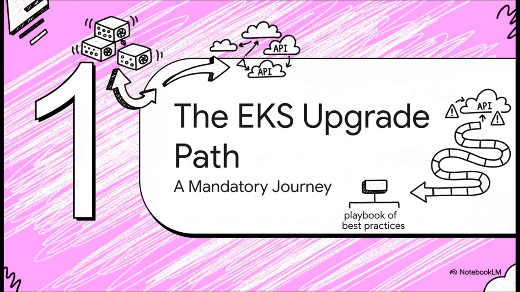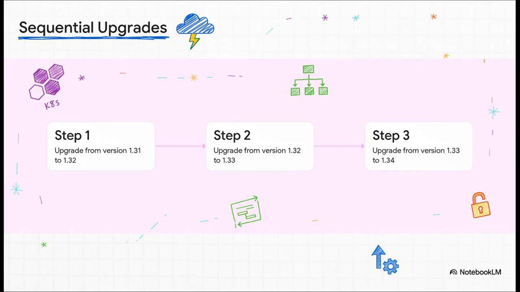And that brings us right to the heart of the challenge, the mandatory path. This isn't one of those choose-your-own-adventure deals. Nope, the path is already set for us, and we have to walk it. Here it is, the unbreakable rule. Amazon EKS does not support skipping versions, period. You have to upgrade sequentially, one version at a time. That means you're going from 1.31 to 1.32. Then, once that's done, you go from 1.32 to 1.33. And finally, you make the last jump to 1.34. Each of these is its own separate, mandatory mission.